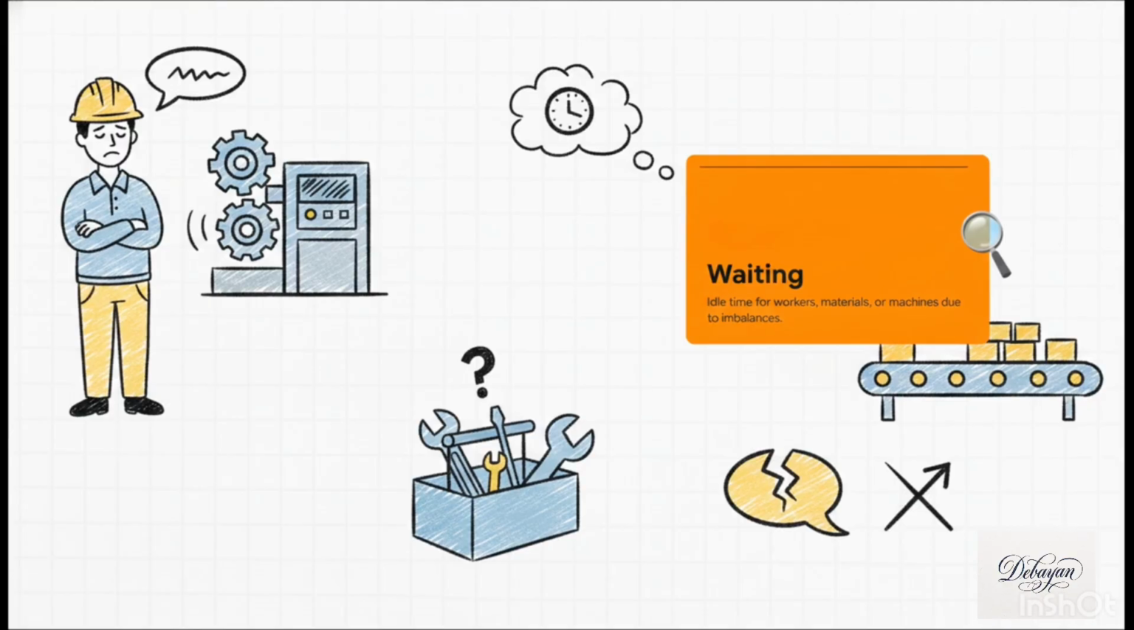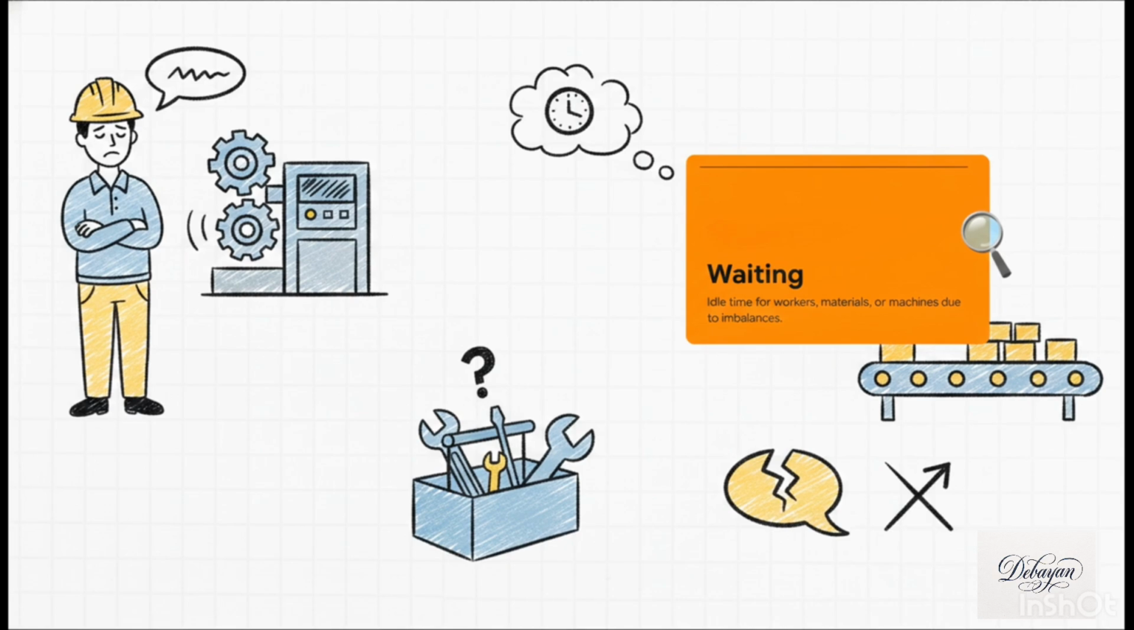Waste number 4 is waiting. And this is exactly what it sounds like. It's idle time. Imagine an operator just standing around like a babuji, watching a machine run for a 10-minute cycle, maybe occasionally checking their phone. Or maybe the machine itself is waiting for the worker to find the right tools. More often than not, this is caused by unbalanced assembly lines or massive communication gaps where nobody actually knows what to produce next.